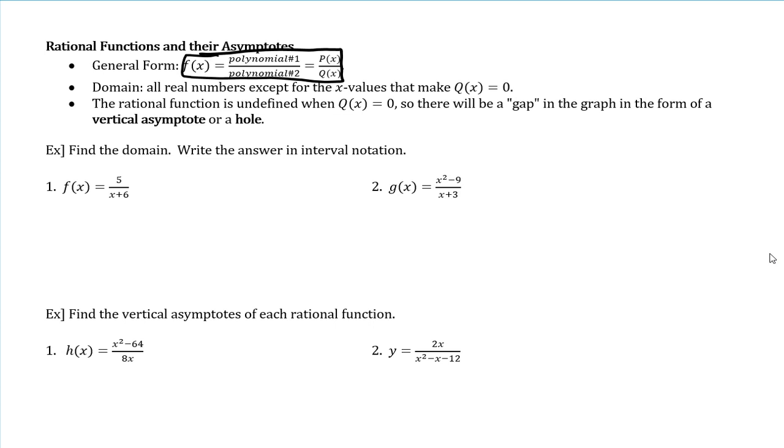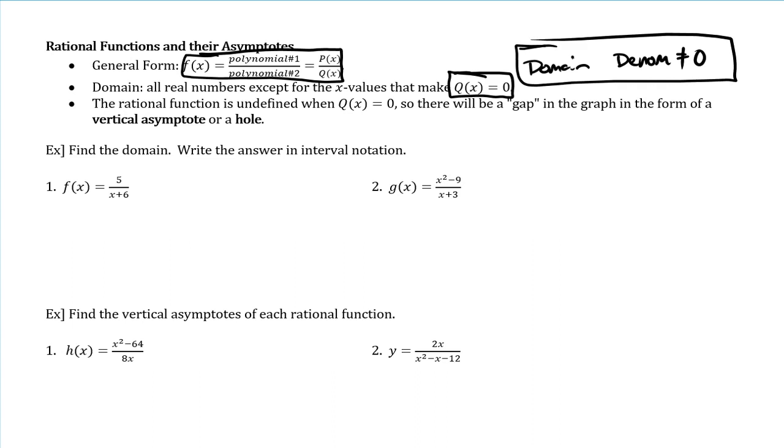The domain for these problems is where the denominator, let me say that again. So the domain is all real numbers except for the x values that make q of x equal 0. Let me write it the other way, using words too. The domain of these rational functions is making sure the denominator cannot be 0. So I abbreviated denominator. Denominator cannot be 0.